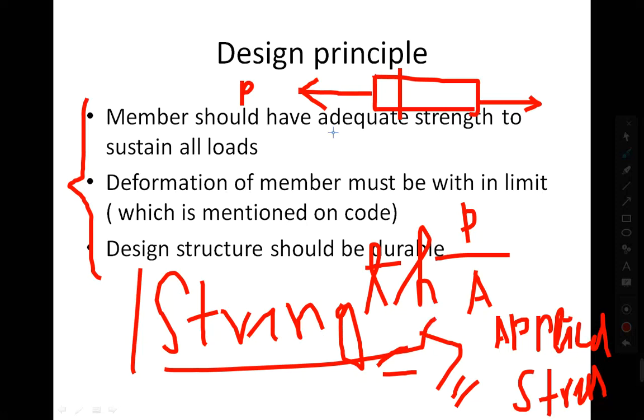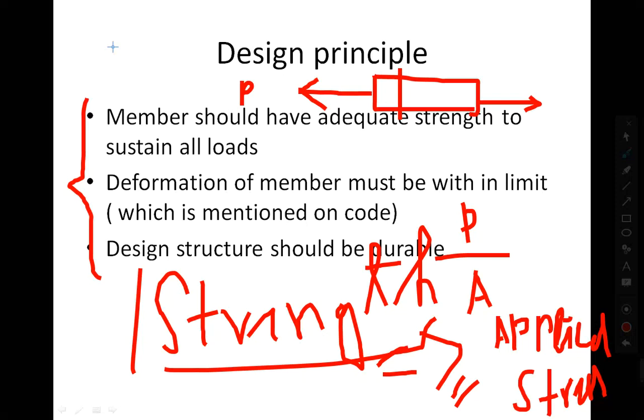So members should have sufficient strength. Another thing you note: members should have adequate strength. This strength should be more than applied strength. Whatever member I consider, for a beam, the flexural strength should be more than the applied flexural stress, and shear strength should be more than applied. So you have to check the strength when you design the member.